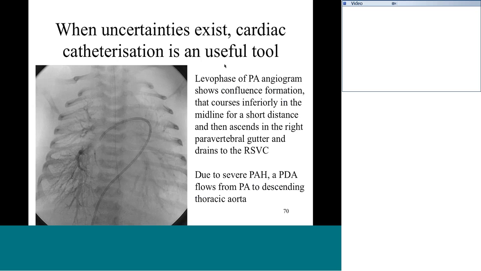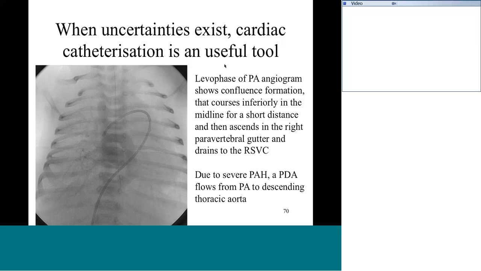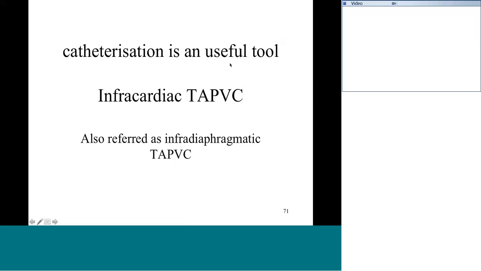Basically, embryologically, all the TAPVCs are caused by abnormal communications of the developing pulmonary veins towards varieties of cardinal veins. So it can go in any pathway, and so there is no stereotyped appearance of a TAPVC, and hence, if there is anything in doubt, we should immediately go for further imaging.